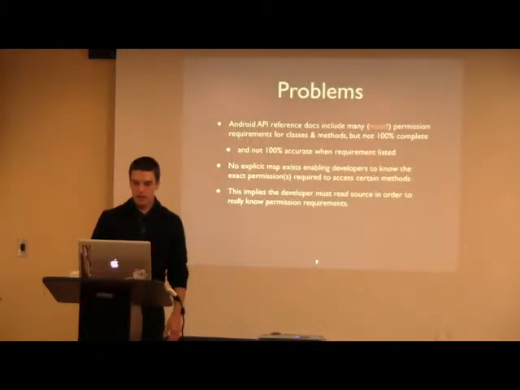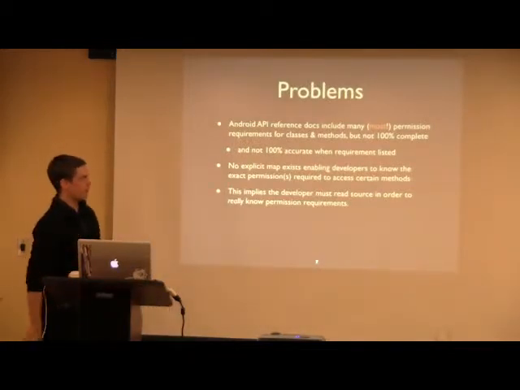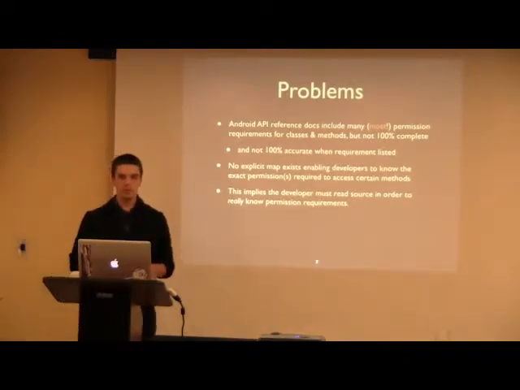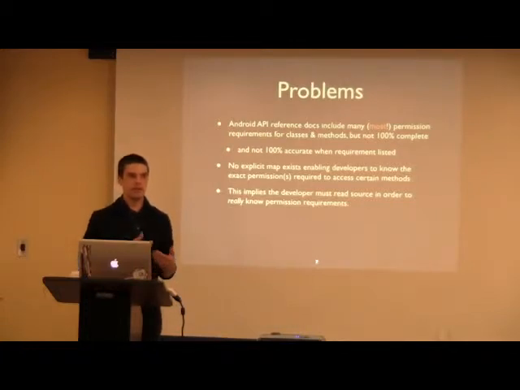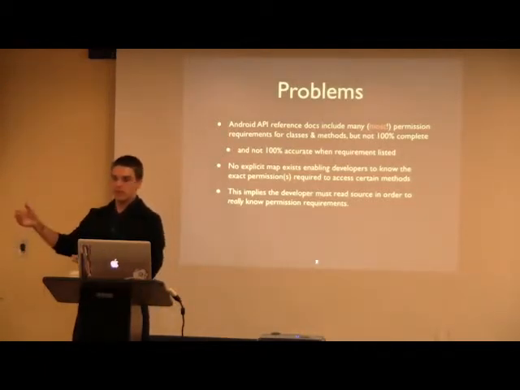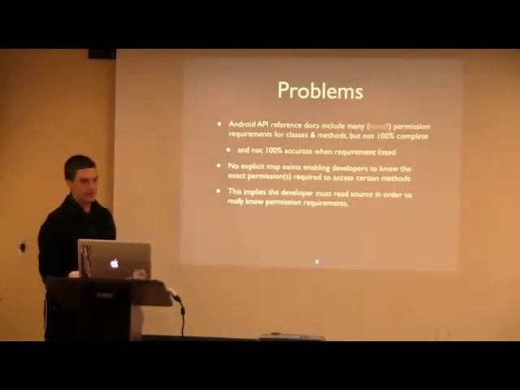Some of the problems with the problem domain we're encountering here: the Android API reference documentation is generally pretty good about saying for a given class and a given method in that class, or all the methods in that class, you need this permission to do anything with them. But it's not 100% complete, and in some cases it's inconsistent. It will say you need permission X. Well, permission X doesn't exist, which we've actually seen. Really, you need permission Y or Z. So those are interesting edge cases.